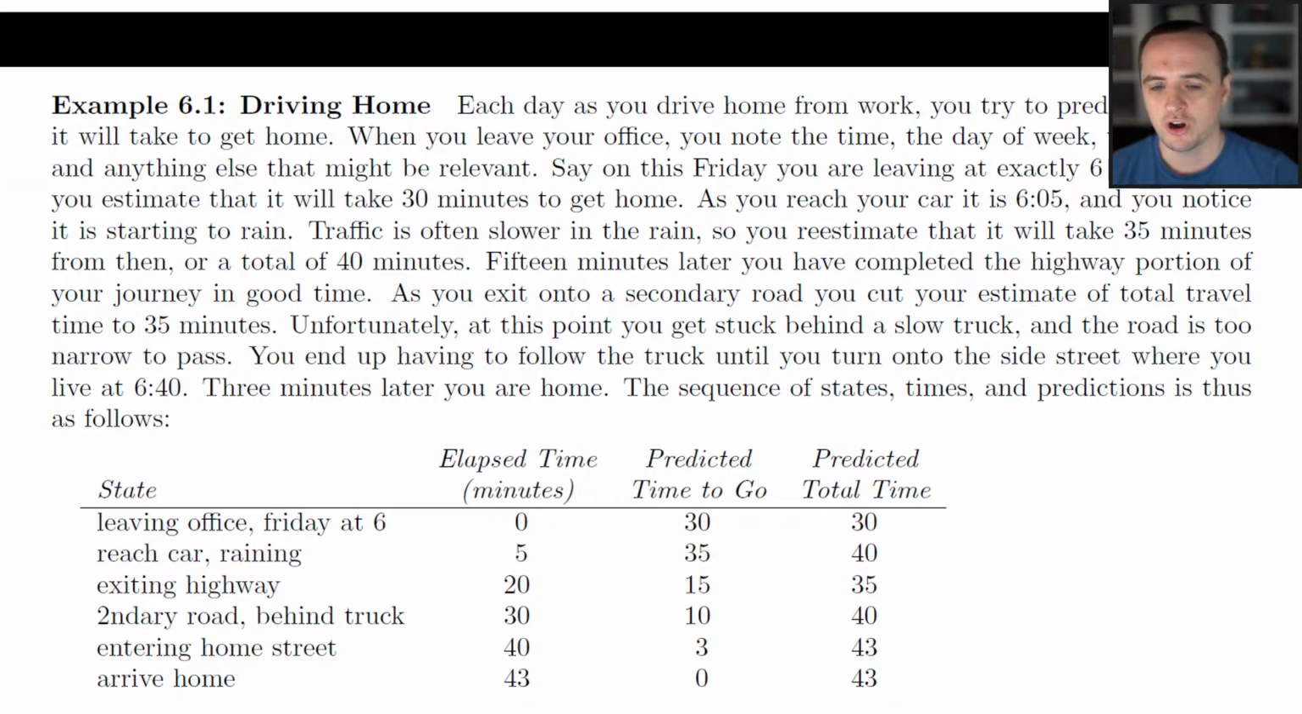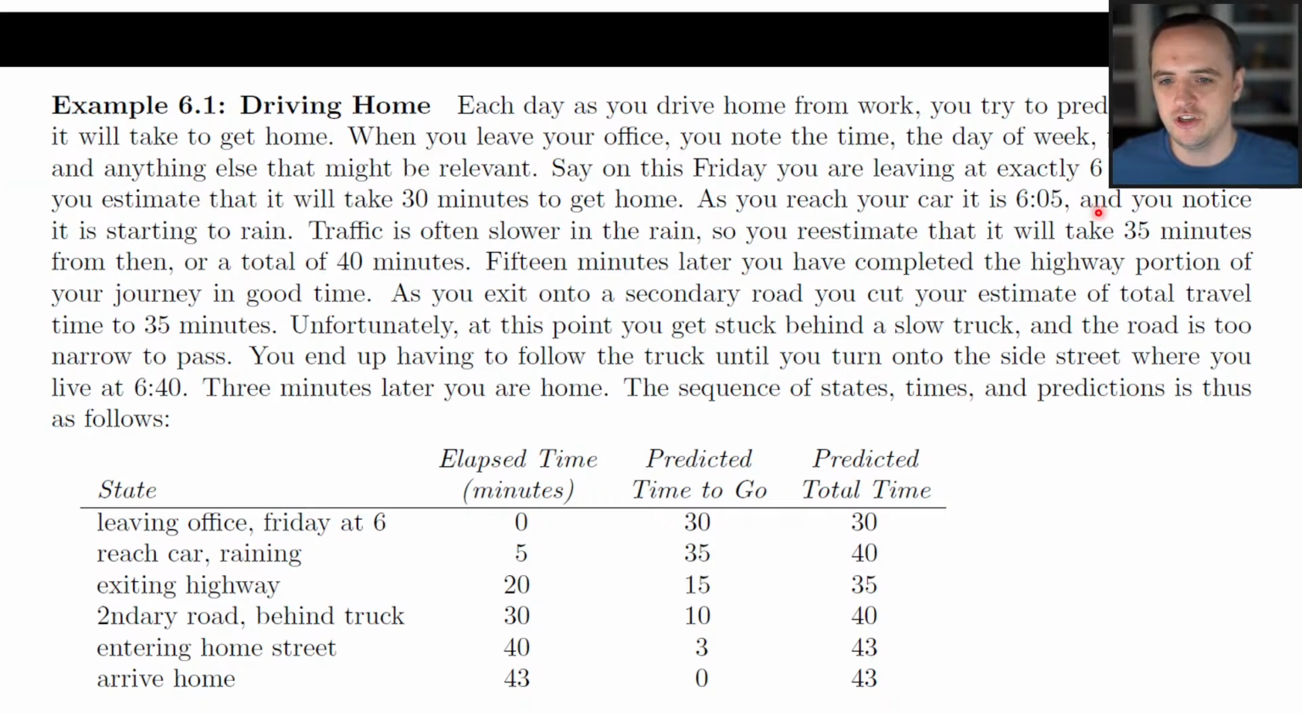As you reach your car, it's 6:05, and you notice it's starting to rain. Traffic is often slower in the rain, so you re-estimate that it's going to take 35 minutes more, or a total of 40 minutes. 15 minutes later, you complete the highway portion of your journey in good time. As you exit onto your off-ramp, your secondary road, you cut your estimate of total travel to 35 minutes.